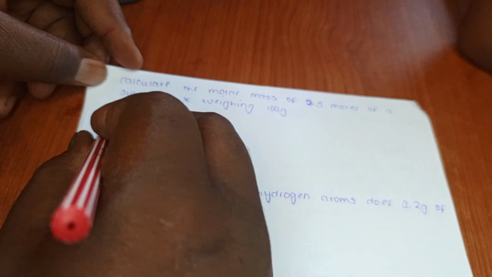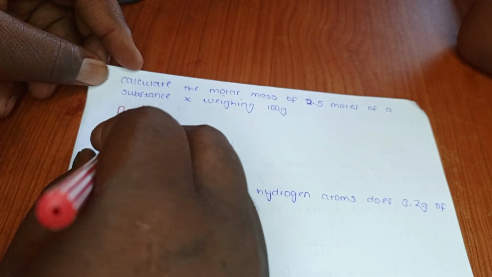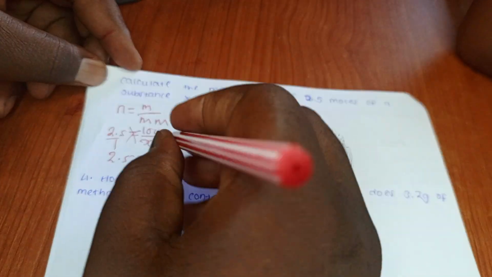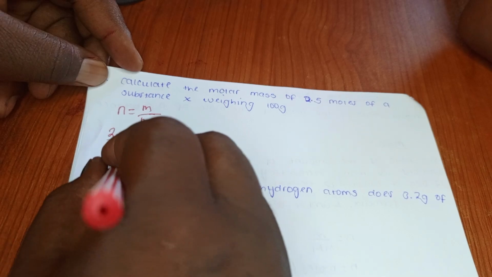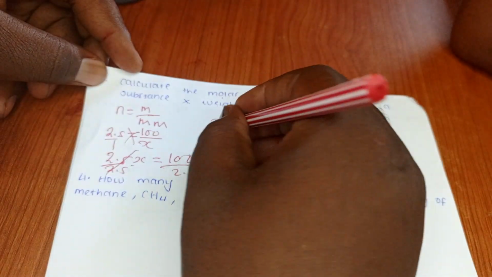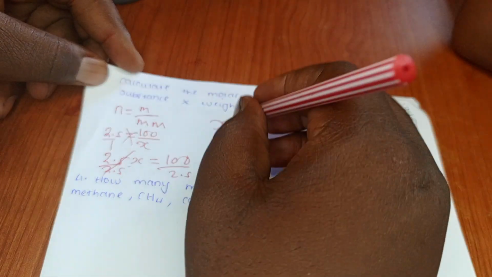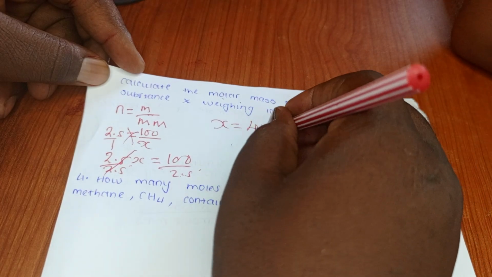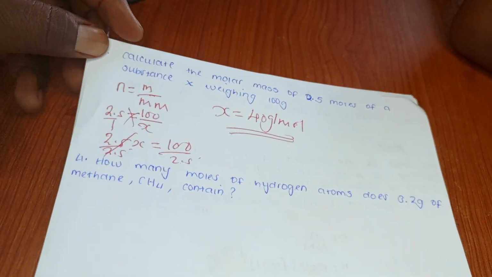Then now you cross multiply. You say over 1. 2.5 times x to be 2.5 x equal to 1 times 100 to be 100 there, as you can see. Then divide by 2.5 over 2.5. You cancel. So x is equal to, so 100 divided by 2.5 on the calculator, the answer is 40 grams per mole. That's the molar mass.